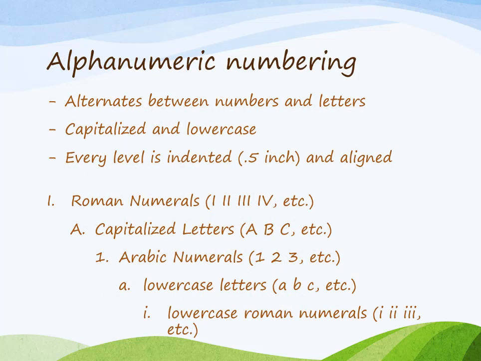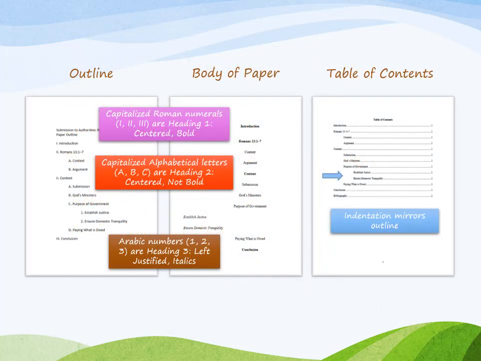Outlines use a numbering system that shows the hierarchy of information. I prefer the alphanumeric style shown here, which alternates between numbers and letters, capitalized and lowercase. Every level is indented 1/2 inch and aligned. As you continue to research your topic, your outline will continue to develop and expand, sometimes varying greatly from the preliminary outline. This is to be expected. The headings and subheadings of your final outline will also help generate the table of contents for your paper.